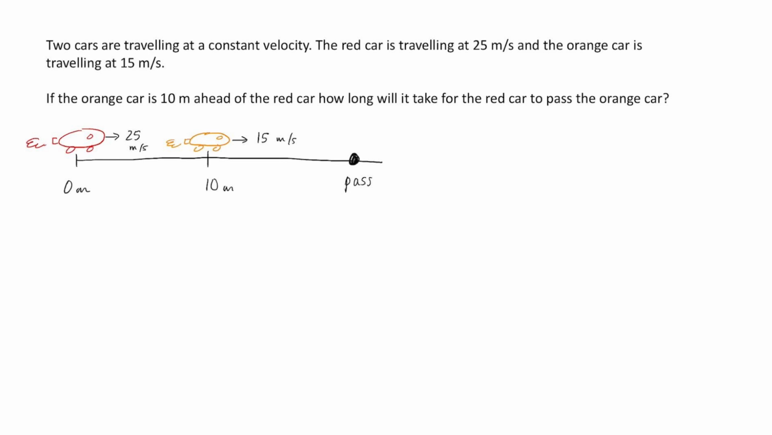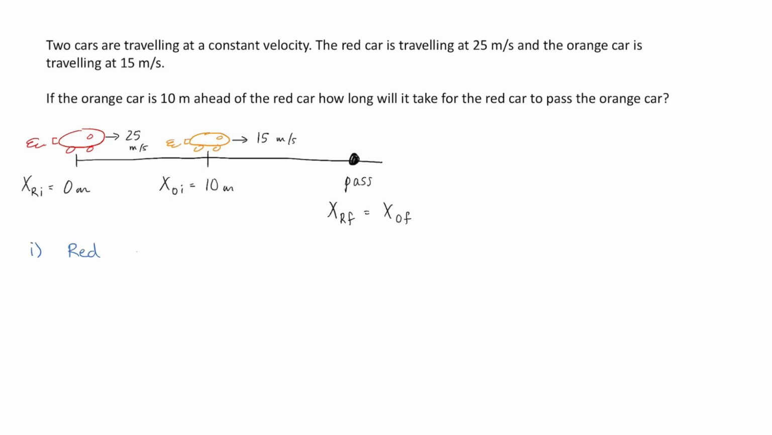Now this is very similar to the question we just did. You have to be able to recognize that when the cars pass each other, they will be in the same position. So the final position of the red car will be equal to the final position of the orange car. You also have to be able to recognize that the initial position of the red car is 0 meters, and the initial position of the orange car is 10 meters. And that's because the orange car is 10 meters ahead of the red car.